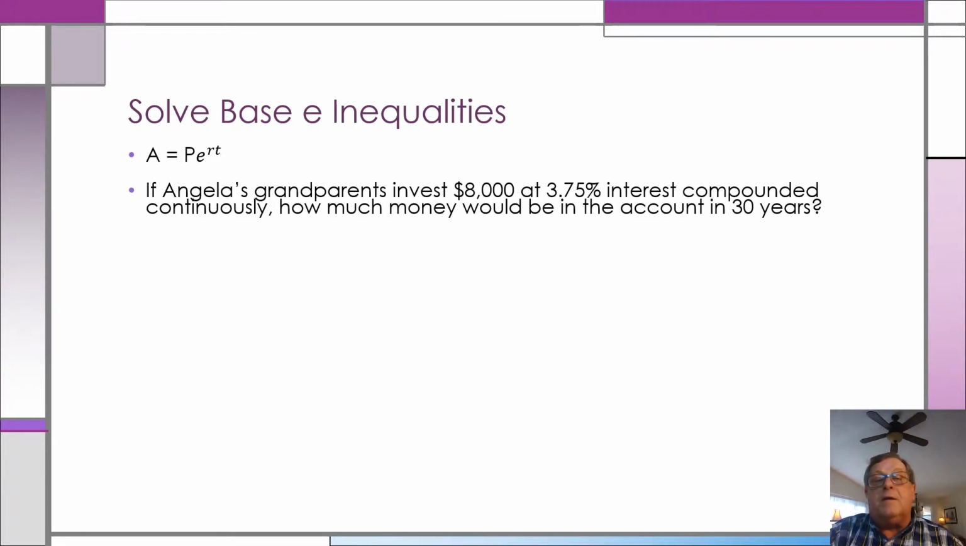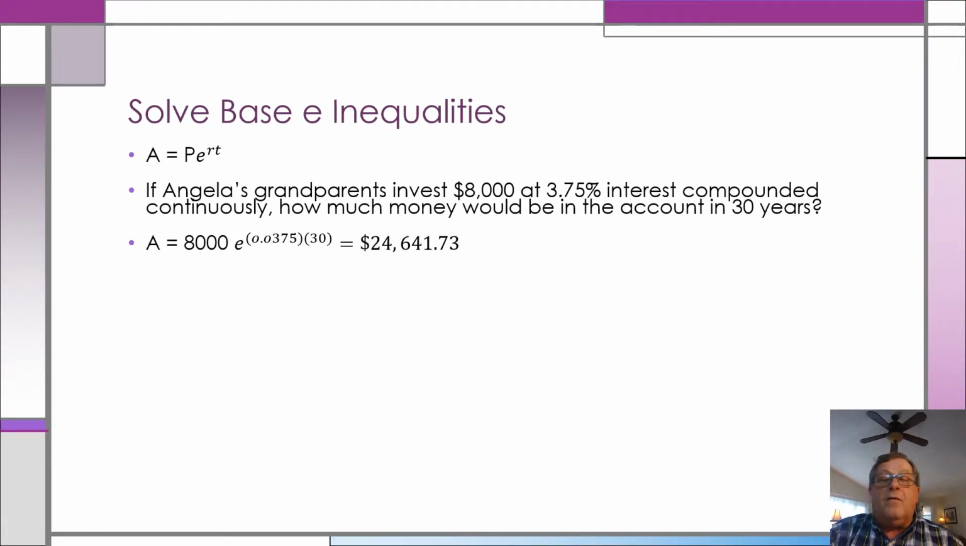Let's see. If Angela's grandparents invest $8,000 at 3.75% interest compounded continuously, how much money would be in the account in 30 years? Well, we're trying to find A in this case. How much money would we have after investing $8,000 at 3.75% with interest compounded continuously after 30 years? And so let's just plug and chug our way through this. So we got A equals $8,000 times E raised to the power of 0.0375. That's our rate of return expressed in decimals times 30.